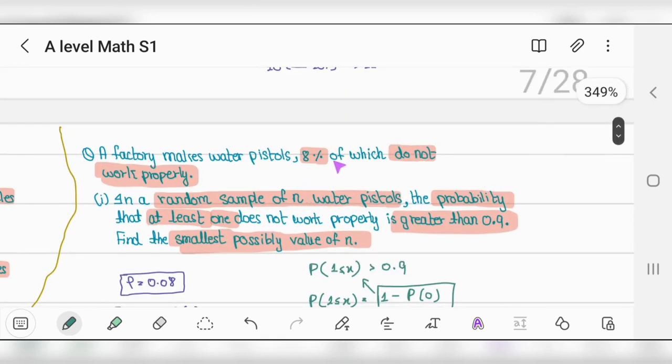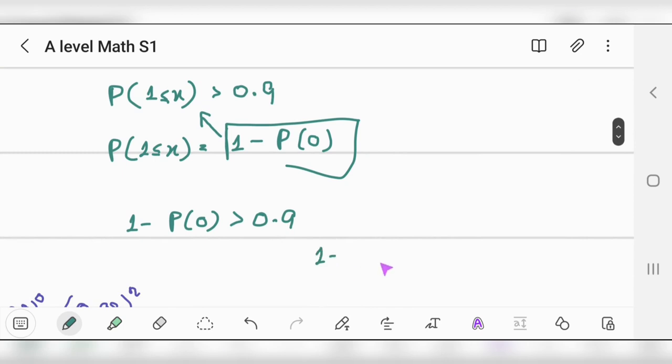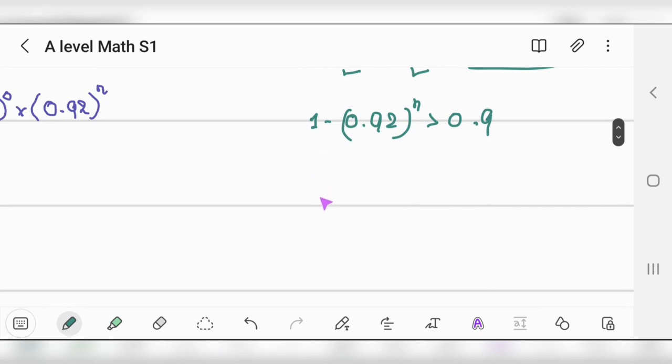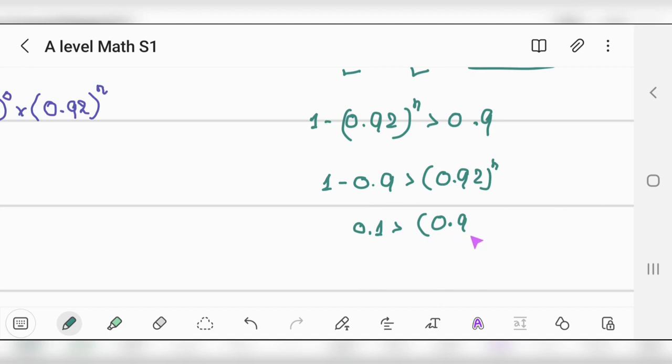So it's saying that N number of pistols and the probability of success is 8%, and that's all we have. So 1 minus NC0 multiplied by the probability of success 0.08 to the power 0, multiplied by 0.92 to the power N. So this will vanish, this will vanish, and this will be left. Okay, so 1 minus 0.92 to the power N is greater than 0.9. One will go on that side, so I could write 0.92 to the power N is less than 0.1. Okay, so we need to find this N.